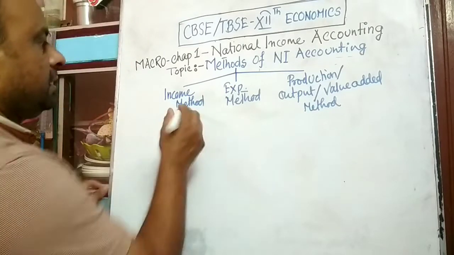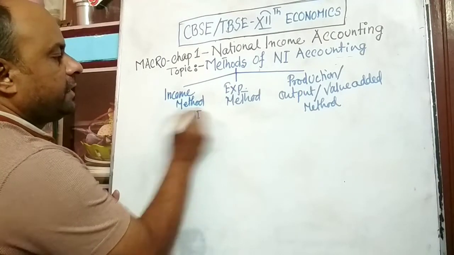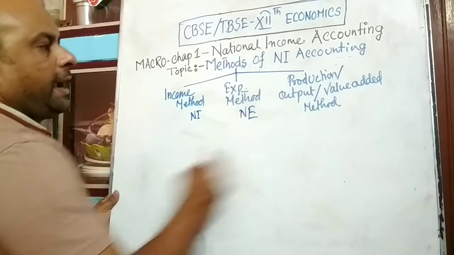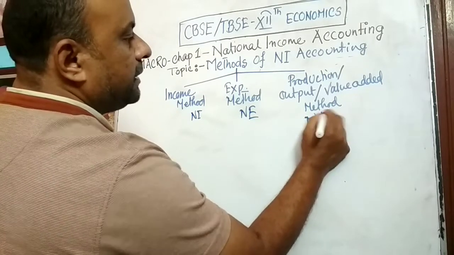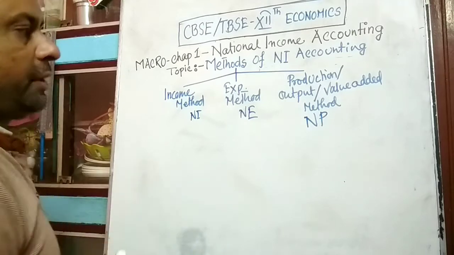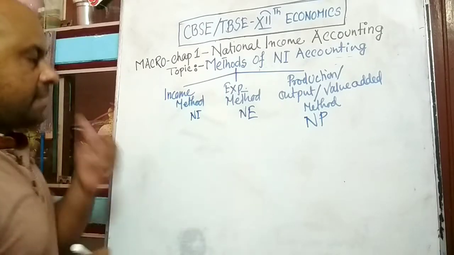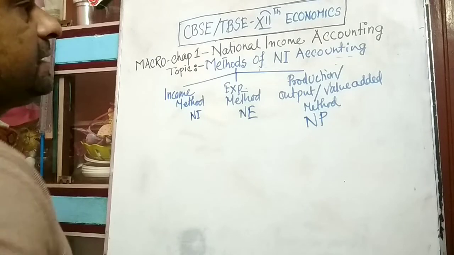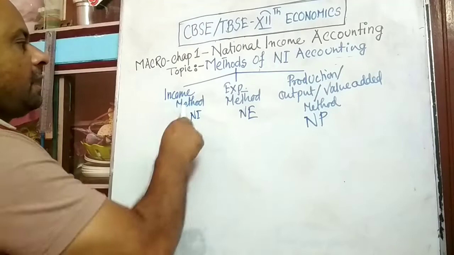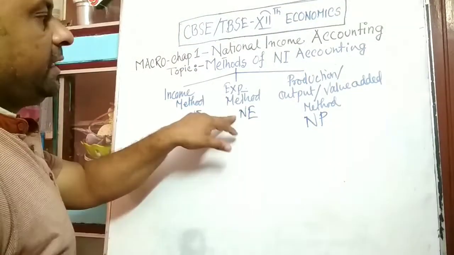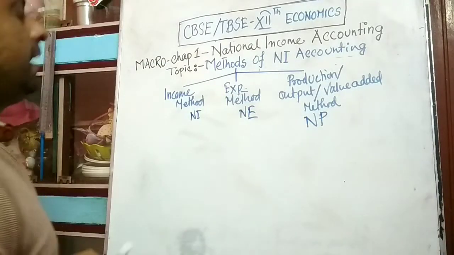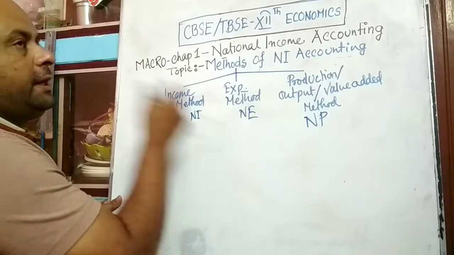In income method, it is termed as national income. In expenditure method, it is national expenditure, and in production method, it is national product. Okay, national income, national expenditure, national product. The interesting thing is that in all the methods, the answer is always the same. Means if we solve a numerical question in income method, whatever will be the answer, same thing in expenditure method, same in production method.